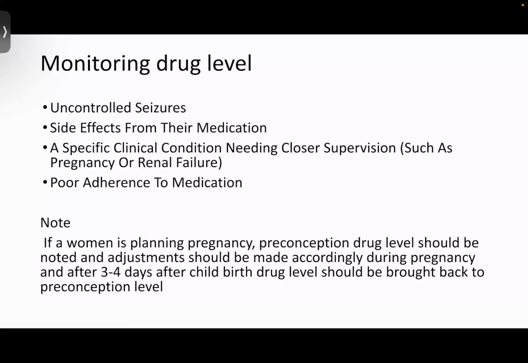If a woman of childbearing age is planning pregnancy, the pre-conceptional drug level should be noted, and adjustments should be made accordingly during pregnancy, and 3 to 4 days after childbirth, it should be brought back to the pre-conception level. So that is what they say.